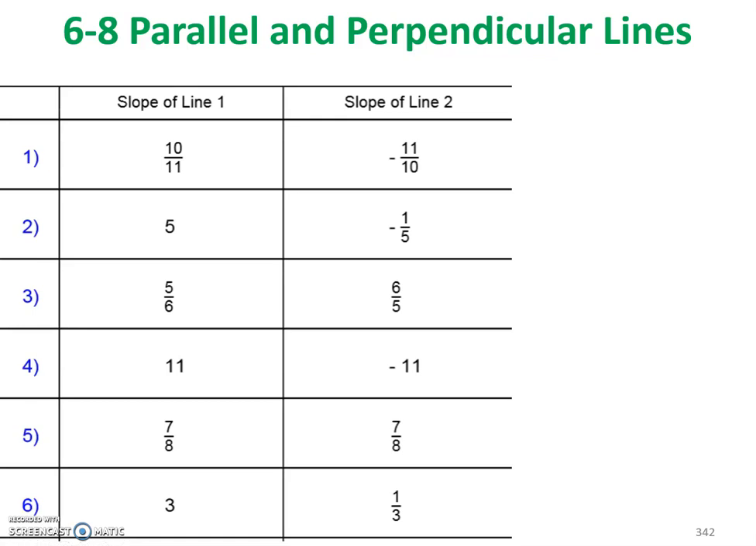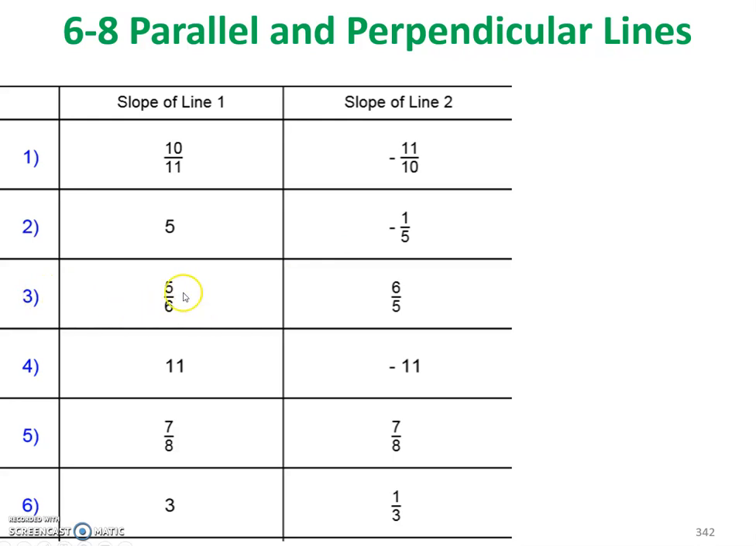All right, my next set of slopes. My slope for line 1 has a slope of 10/11. My slope for line 2 is negative 11/10. These, you guys, are opposite reciprocals. I took 10 over 11, I flipped it, and made it 11 over 10, and I switched the sign. So this would be perpendicular. Number 2 is also perpendicular. Again, if I take 5, I make it opposite, so it becomes negative, and then 5 over 1 becomes 1 over 5. These are opposite reciprocals, therefore they're perpendicular.